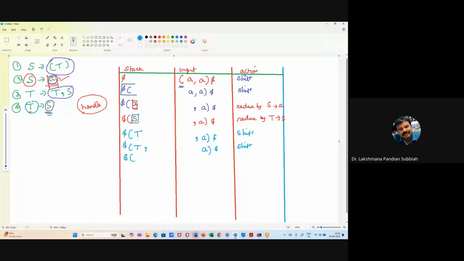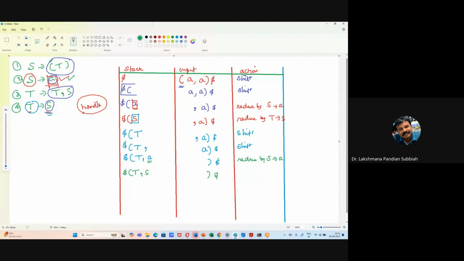So what we are having now open bracket T comma A in the stack. Right? Now we are having close bracket and then dollar here. Now this A is a substring on the stack and matched with the second production rule. So we can do reduce by S derives A. Right? Now that one as here we are having now dollar open bracket T comma S. Now here we are having now close bracket dollar.